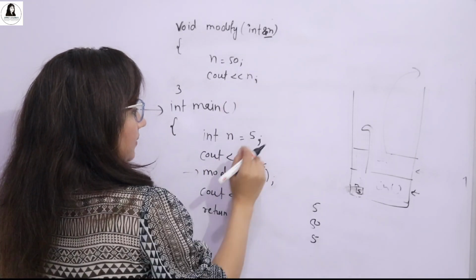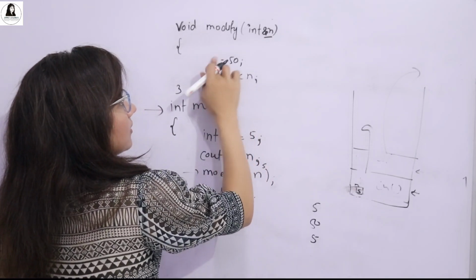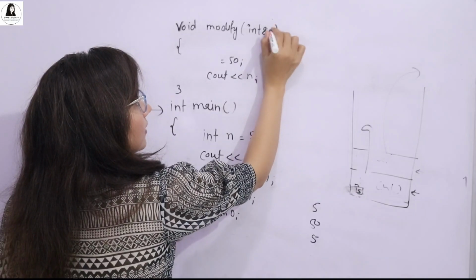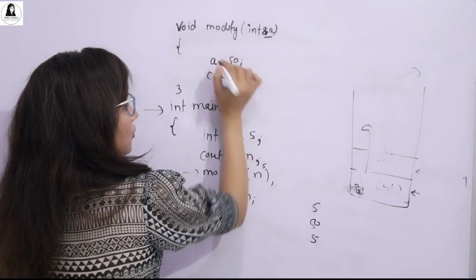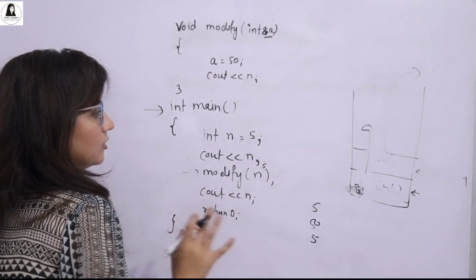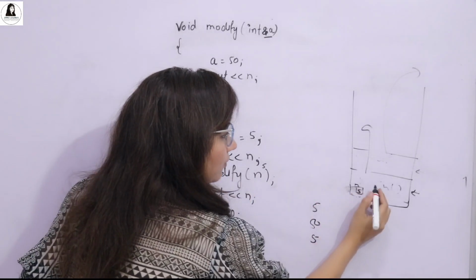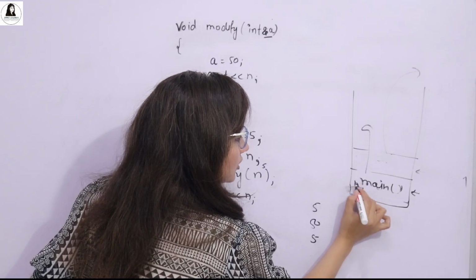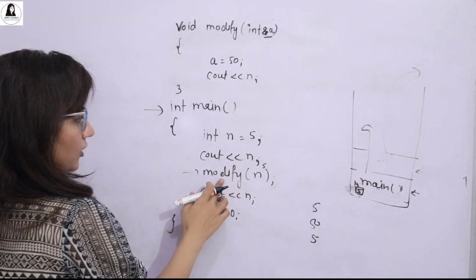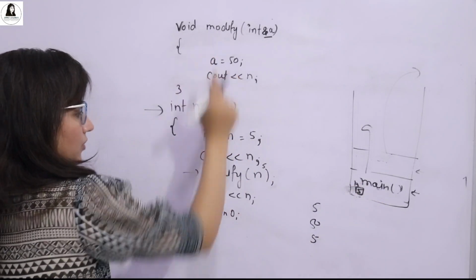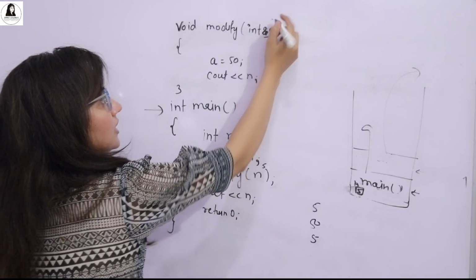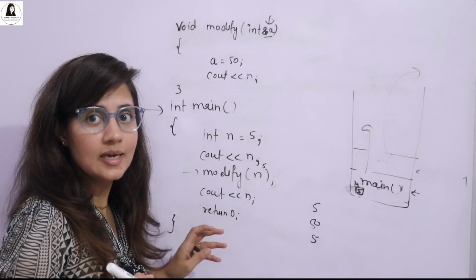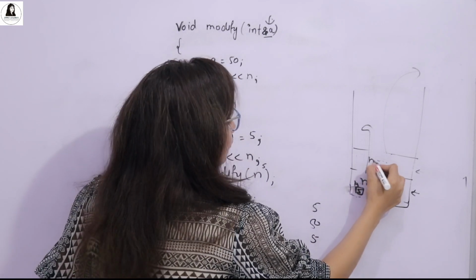Let's take a different name here. Suppose here I am taking a, and a is equal to 50, and here we have n. So in the main function, at first we have n, which is 5. We are just printing 5, we are calling this modify n, and here it will see we have a reference variable a.